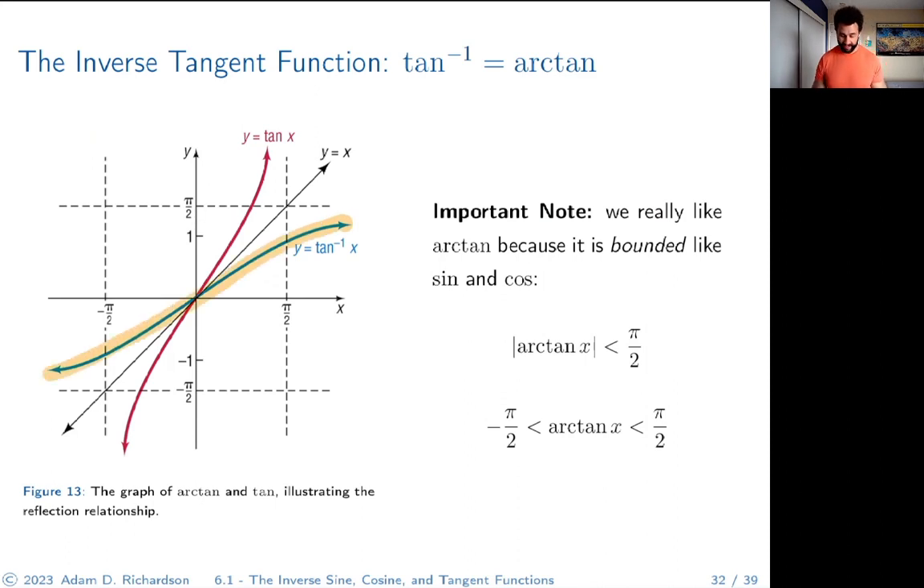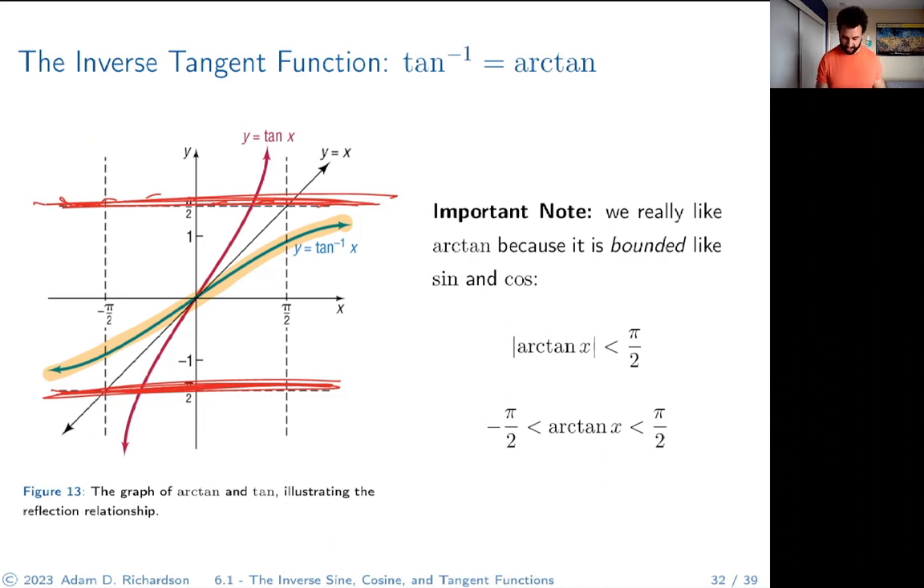There we go. And there are still asymptotes. So what's nice about this function, there are still asymptotes at pi over 2. Let me make that a little darker. And negative pi over 2. So arctangent is bounded.